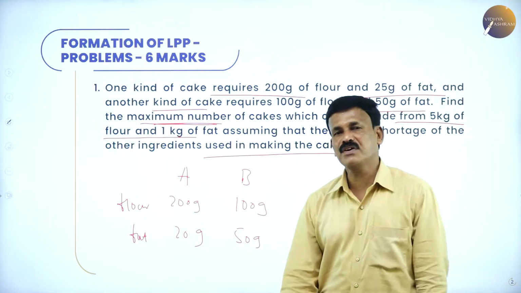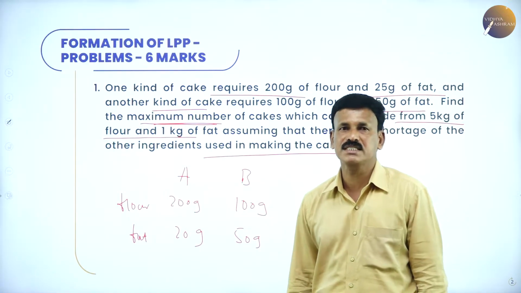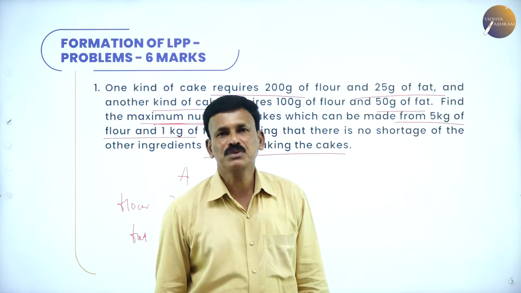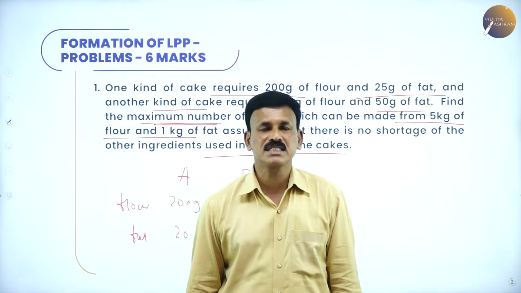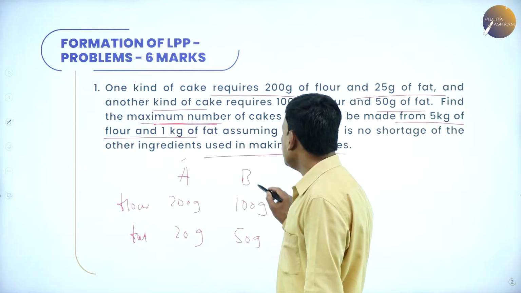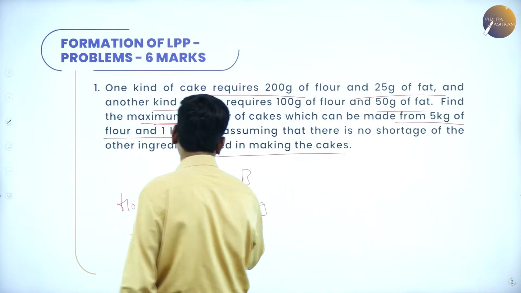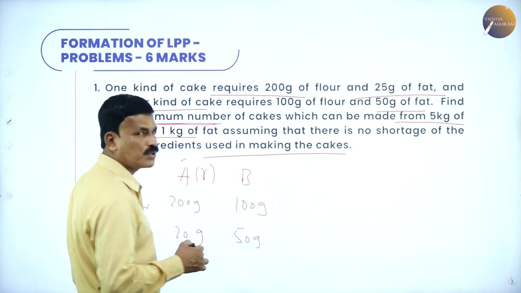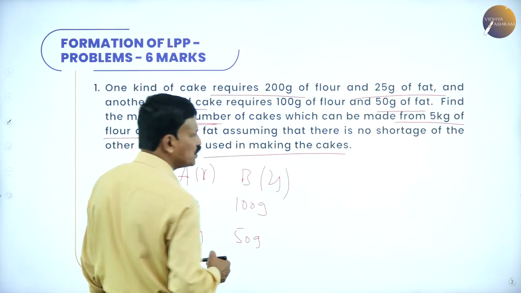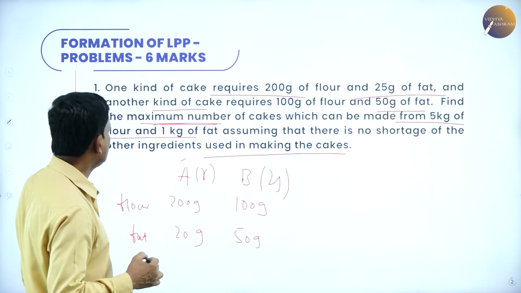Now let us define the decision variables as x and y. x is the number of cakes produced of type A and y is the number of cakes produced of type B. What is the objective function?